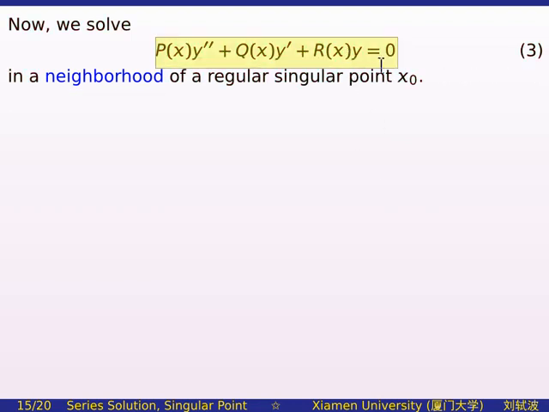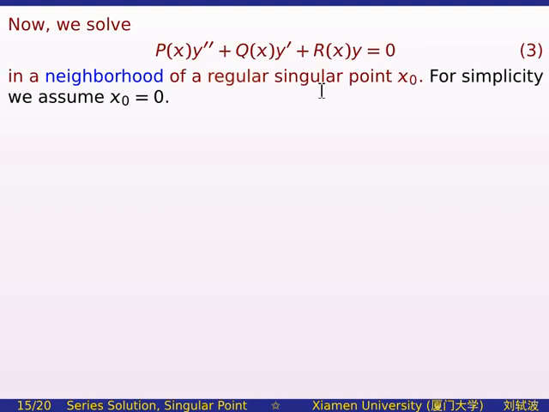And also, this means x0 is a singular point, but we require it to be a regular singular point. For simplicity, we can also assume that x0 is the origin, is 0. If x0 is not 0, the method is the same. Or you can make a change of independent variable, let it be x minus x0. Then you can translate the singularity to be 0. So without loss of generality, we assume that x0 is 0.